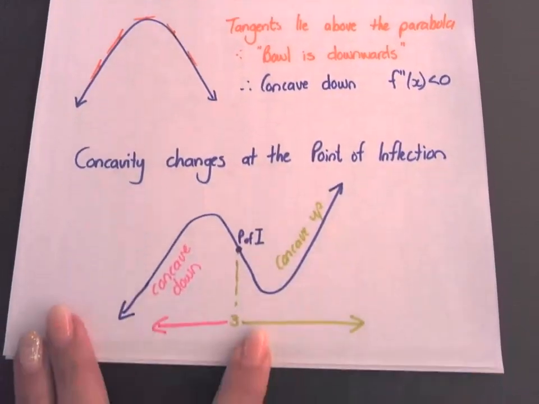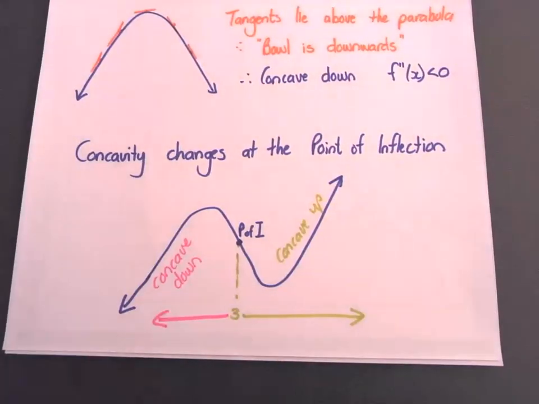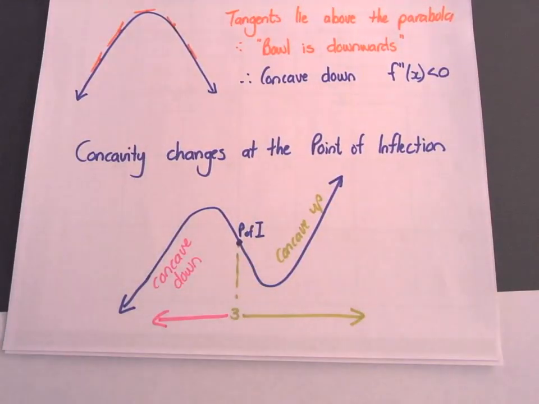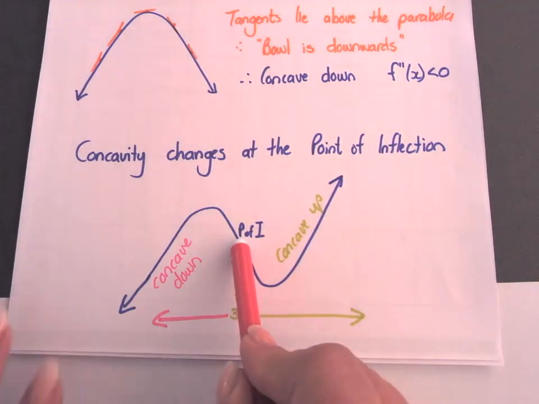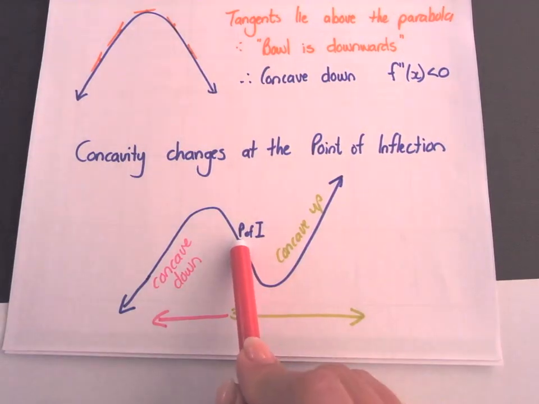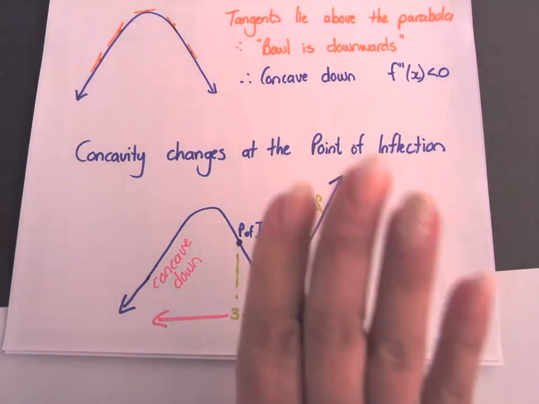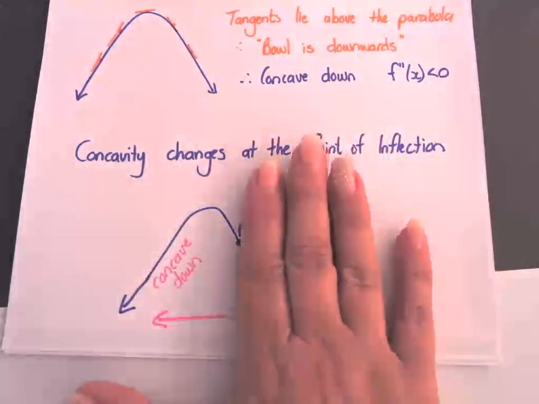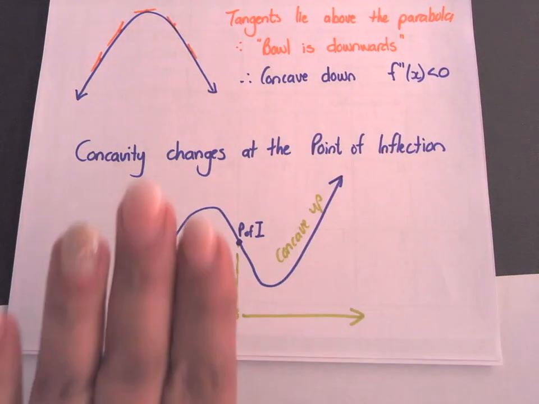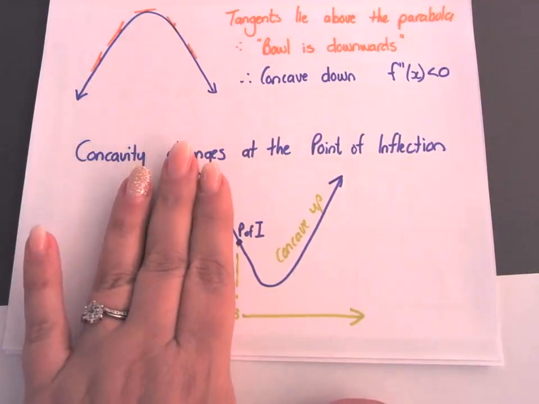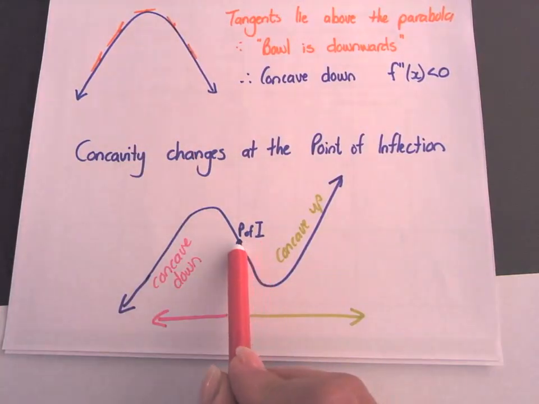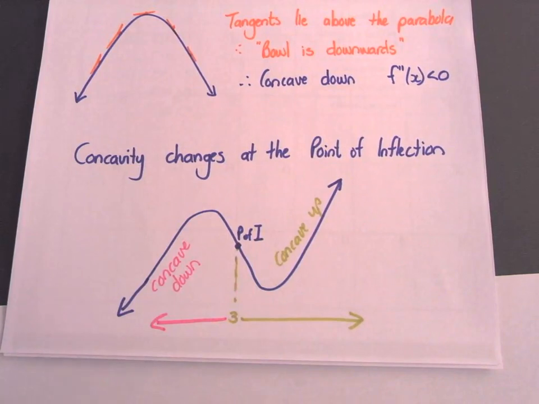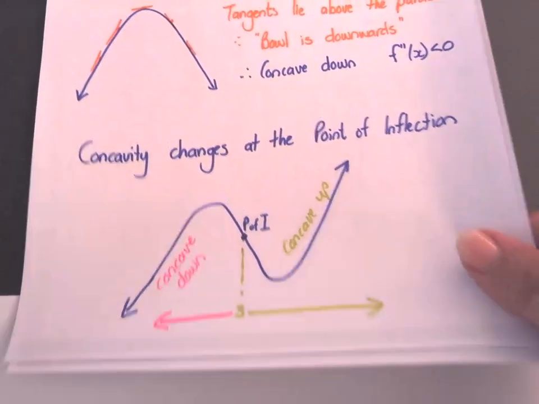Now if you look at the cubic function, the point of inflection is the point where the concavity changes. So if we have a positive cubic function, just before the point of inflection, it's concave down. And just after the point of inflection, it's concave up. What is concavity on the point of inflection? There's no concavity. Right, very good.